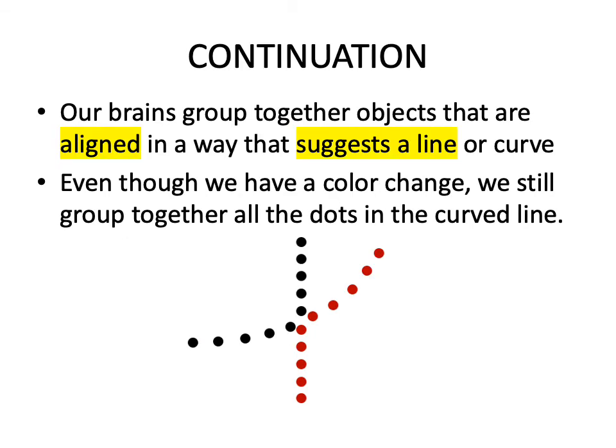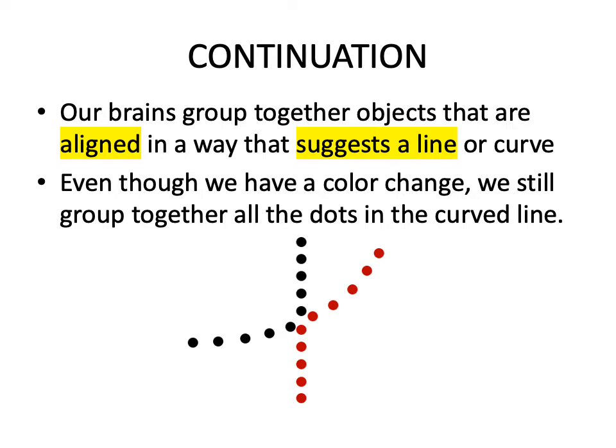Let's look at continuation. Again, these are all phenomena that happen every single day, in probably most moments of the day, in our own brains. So we are familiar with them, even though we may not be familiar with the terminology. Continuation is the idea that our brains are going to group together objects that are spaced in a way where they suggest or imply a line or a curve, moving through space or on a surface somewhere.